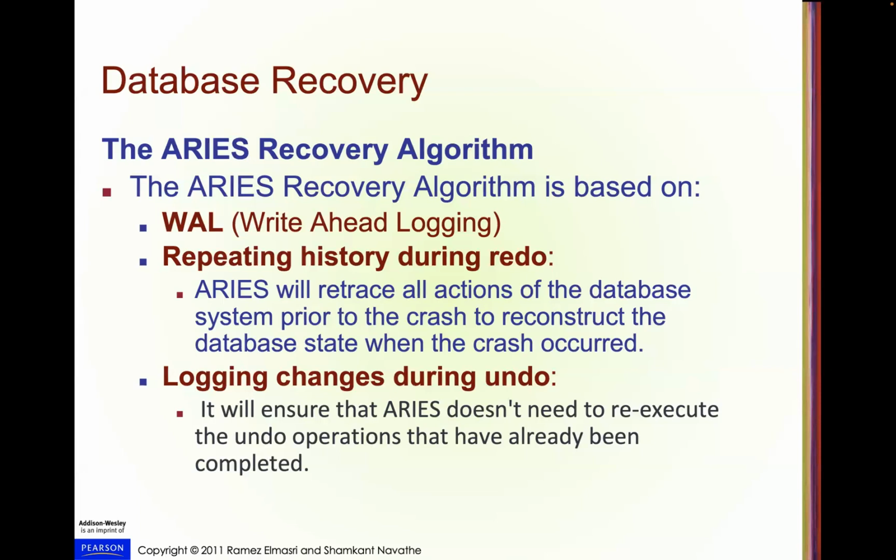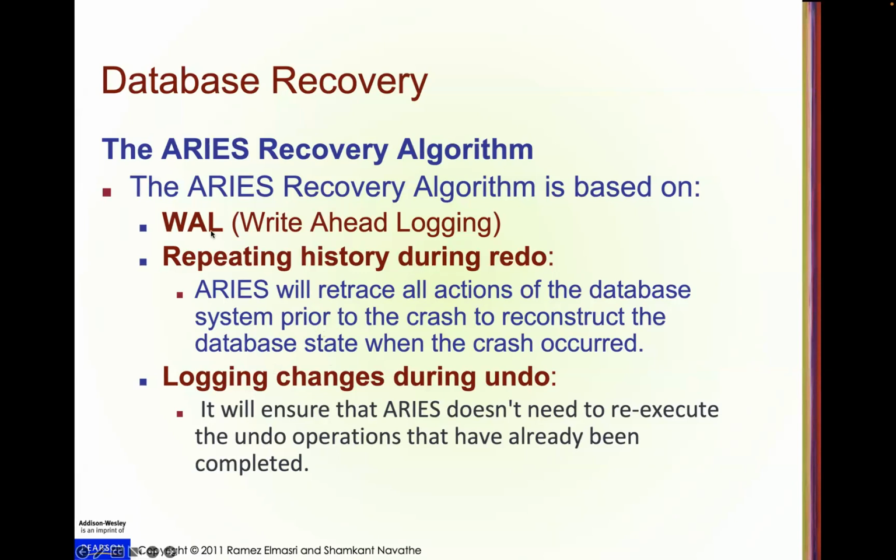While doing this undo, it makes sure that it undoes only one time. It will undo the transaction only one time because it is not needed to undo a transaction which is already undone, to save time. So ARIES doesn't need to re-execute the undo operations that have already been completed. Now here, only 3 points you have to understand.